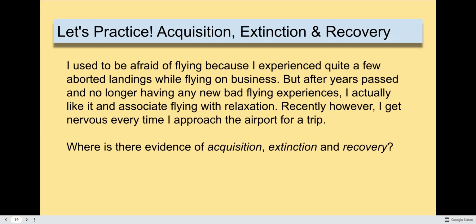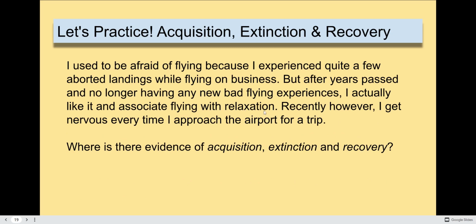Okay, here it is. So we're going to practice it. And what I'd like you to do is, when you look through this, find evidence of acquisition of a conditioned response, extinction of that conditioned response, and then spontaneous recovery. So I used to be afraid of flying, and it's because I had experienced quite a few aborted landings while flying on business. Not to mention I flew with my grandfather on his plane, and he was honestly a little bit of a reckless flyer at times. So I think I was just generally anxious about flying.